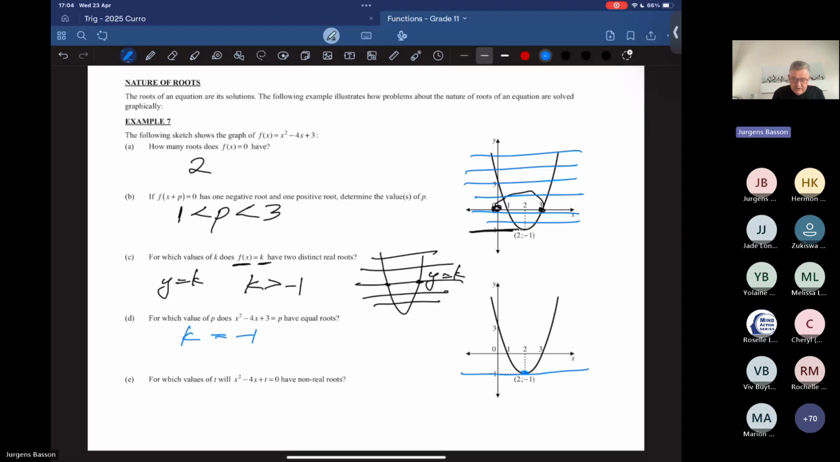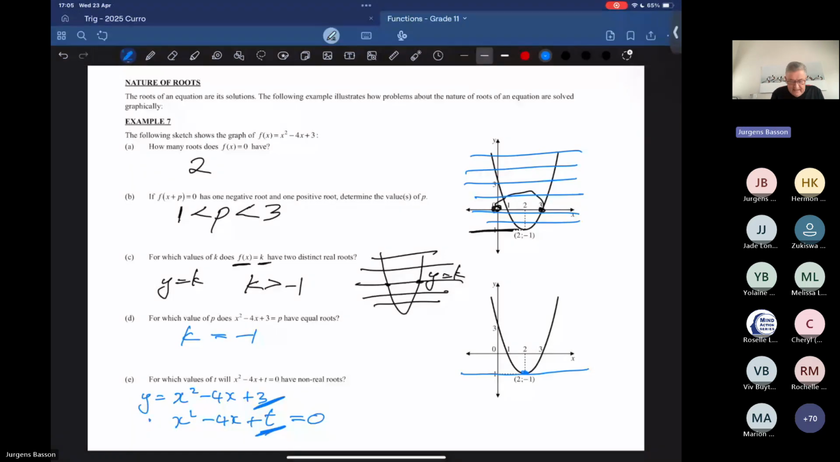When we look at the last question, this one they phrased a little bit differently. I tried to give different ways that they can test this. Now, if you look at this last question, it is not the parabola equal to k or p or t. Do you notice that the parabola's equation was x squared minus 4x plus 3? But now instead of the 3, they wrote x squared minus 4x plus t equal to 0. So this t is now instead of the y-intercept.